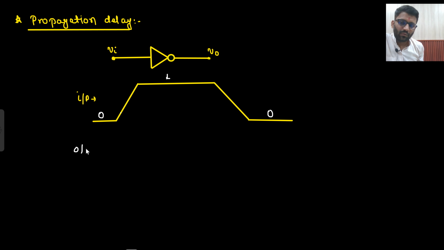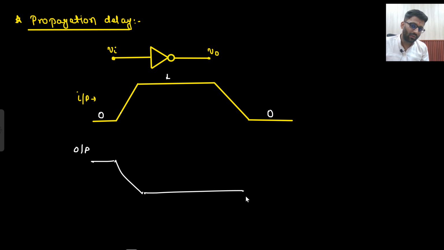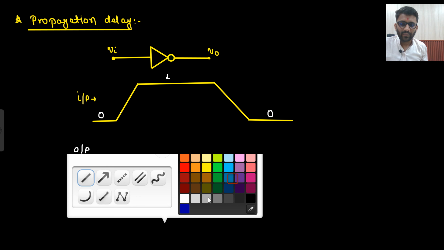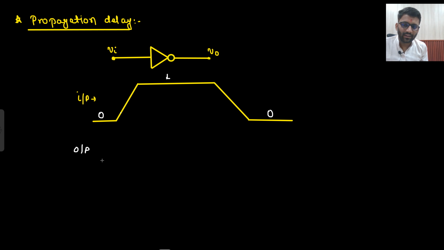Now, what you are expected to receive at the output? When it was 0, 1. When it was going up like this, so it would come down like this. When it was 1, then 0. Going down like this, going up like this. And when it is 0, it is 1. So this is what you will receive. But there will be a slight delay. The same waveform you will receive, but with a slight delay, because all the logic gates introduce some delay.